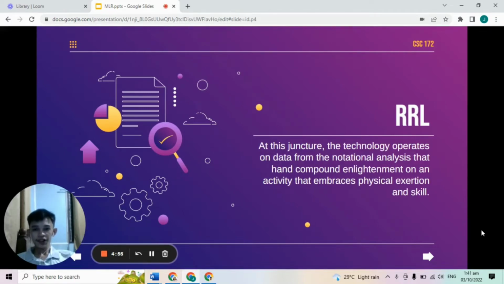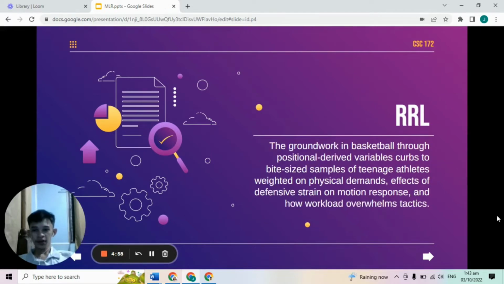At this juncture, the technology operates on data from the notational analysis that hand compound enlightenment on an activity that embraces physical exertion and skill. For instance, the respective distance an athlete traverses when they attack and defend the rim. The groundwork in basketball, through positional-derived variables, curves to bite-sized samples of teenage athletes, weighed on physical demands, effects of defensive strain on motion response, and how workload overwhelms tactics.